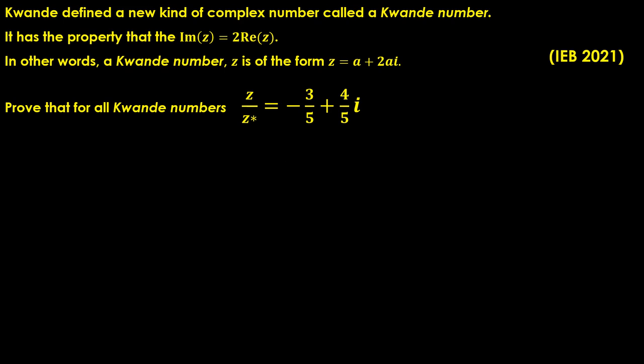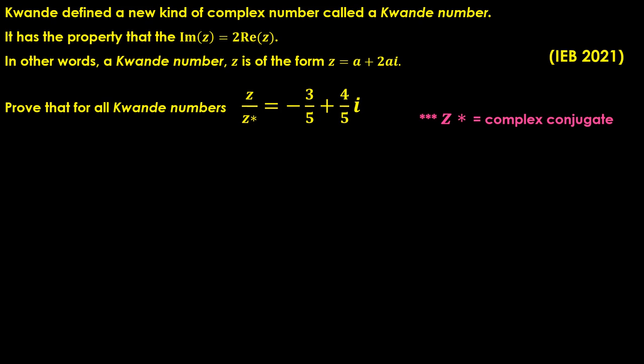The second question that came out of IB 2021 was as follows. Quandy defined a new kind of complex number called a Quandy number. It had the property that the imaginary portion of the complex number is equal to 2 times the real portion of the complex number. In other words, a Quandy number z is of the form z is equal to a plus 2ai. And we need to prove that for all Quandy numbers, z over its complex conjugate, remember the notation z star stands for its complex conjugate, can be written as minus 3 over 5 as the real portion plus 4 over 5i as the imaginary portion.